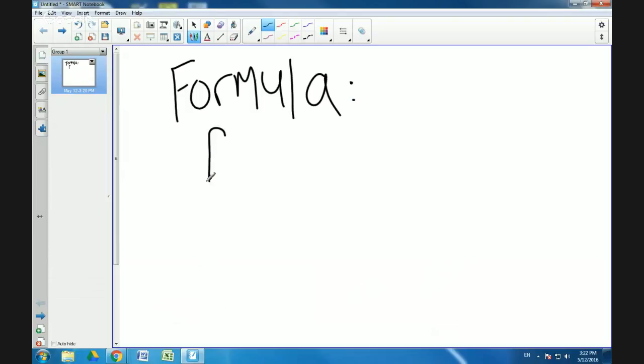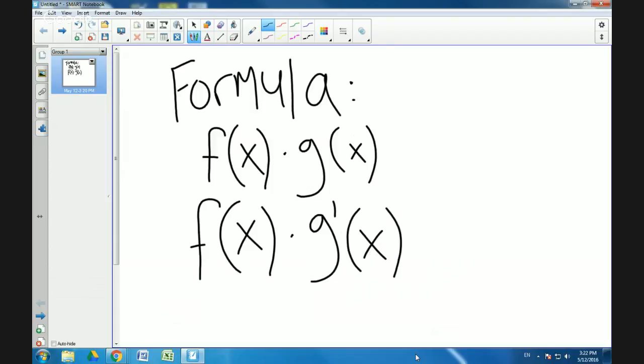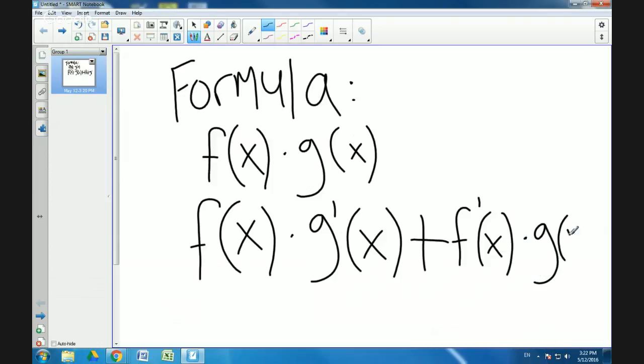So we have f of x times g of x. So an easy way to remember the product rule is to remember we copy first times the derivative of our second multiple, which is g prime of x, plus our first derivative, our first multiple, times copy of our second multiple.